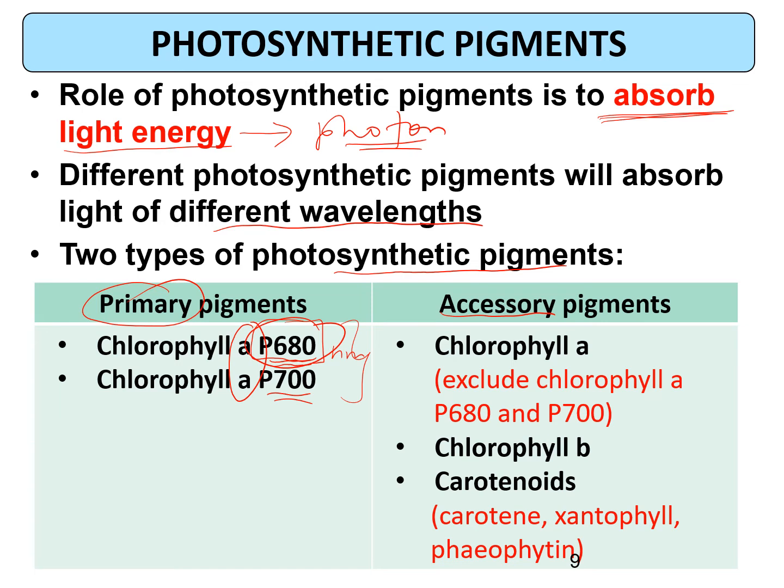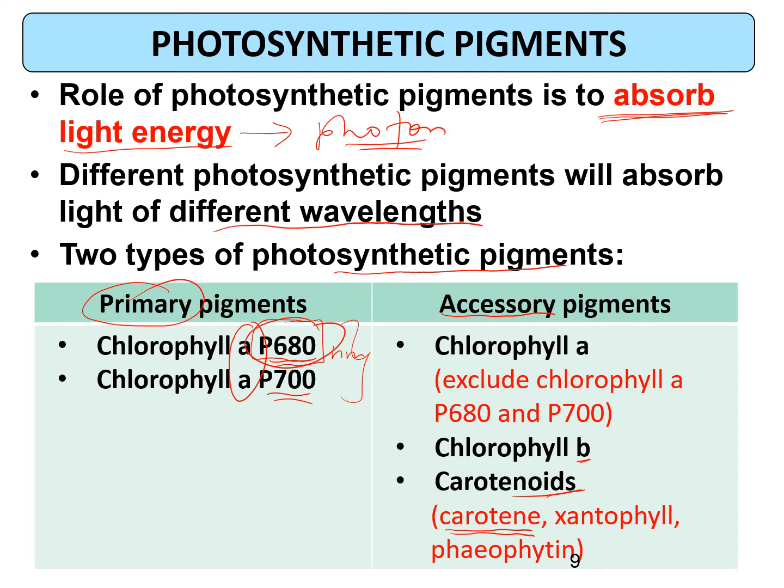So other than that, the chlorophyll A, chlorophyll B, and also carotenoids will be the accessory pigments, meaning that they will also absorb the energy, but then they will transfer the energy towards the primary pigments. Okay, we will see later where the primary pigments are located and where the accessory pigments will be located in the thylakoid membrane. So carotenoids include carotene.